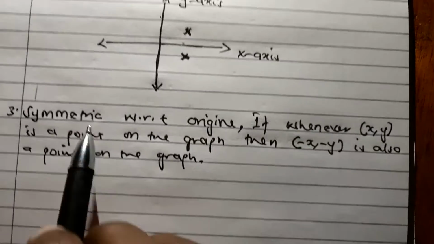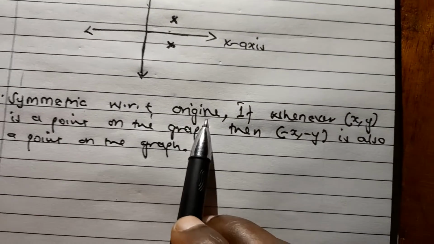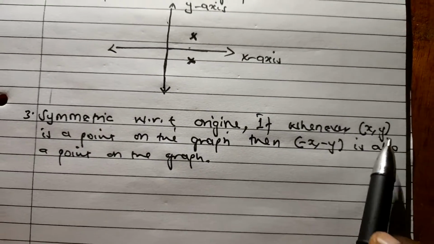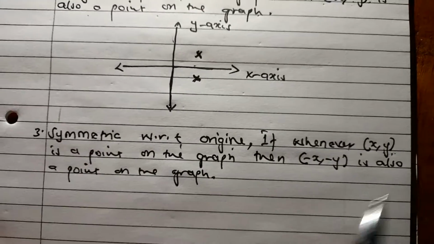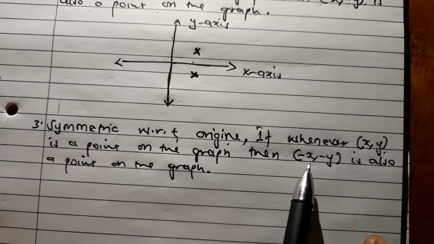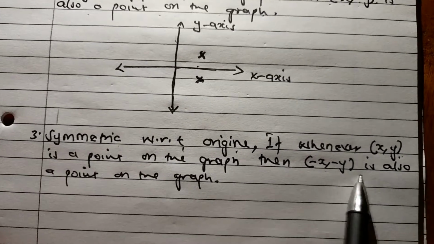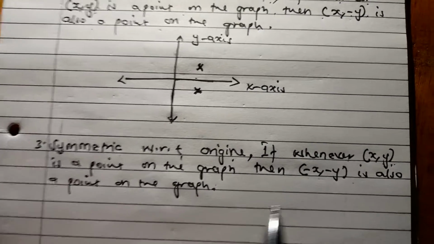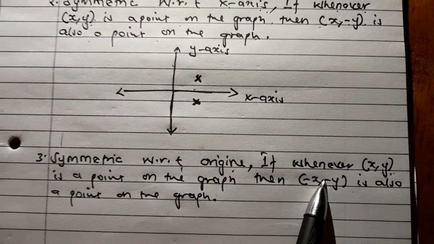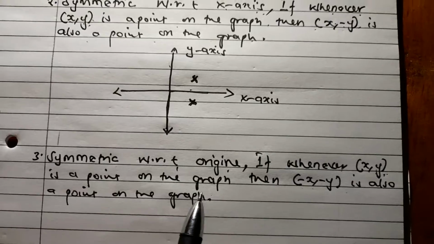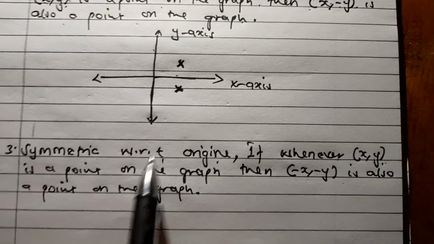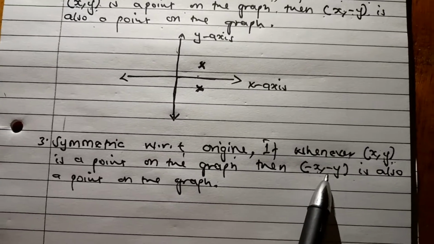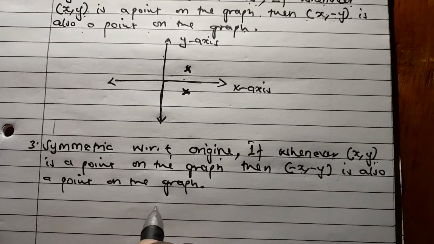The graph is said to be symmetric with respect to the origin if whenever we have a point x comma y on the graph, then we'll have another point negative x comma negative y also on the graph. And this means that the graph remains unchanged by a rotation of 180 degrees about the origin.